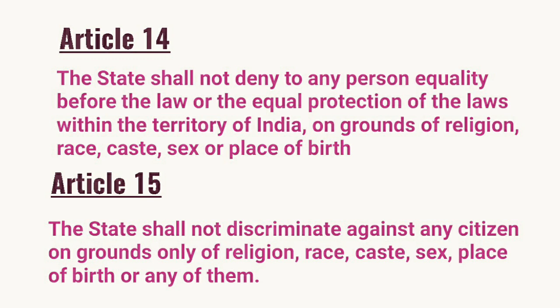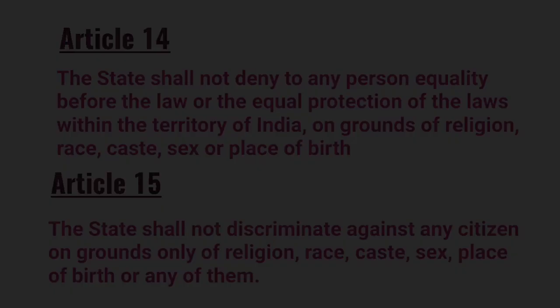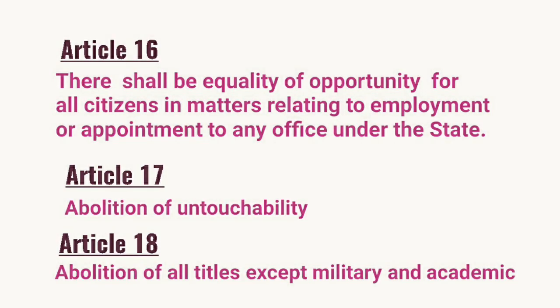Article 15. Prohibition of discrimination. This article prohibits discrimination in any manner. No citizen shall, on grounds only of race, religion, caste, place of birth, gender, or any of them, be subject to any liability, disability, restriction, or condition with respect to access to public places, use of tanks, wells, ghats, and the like that are maintained by the state or that are meant for the general public. This article also mentions that a special provision can be made for women, children, and the backward classes, notwithstanding this article.